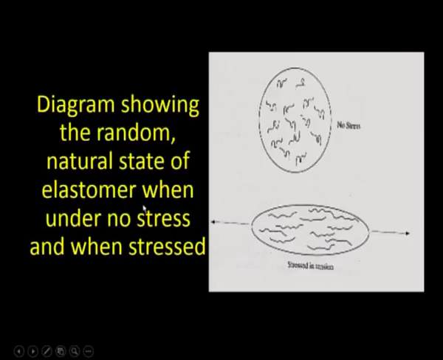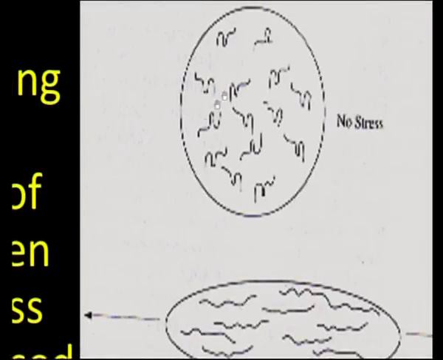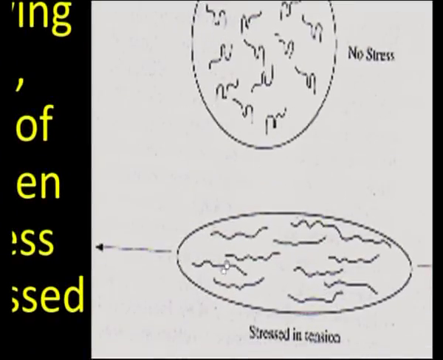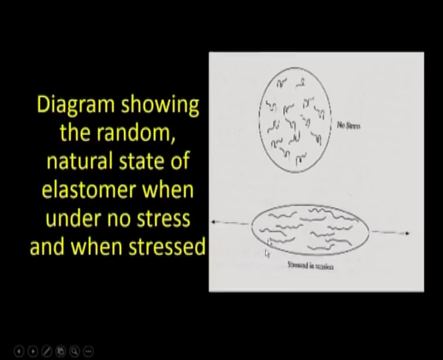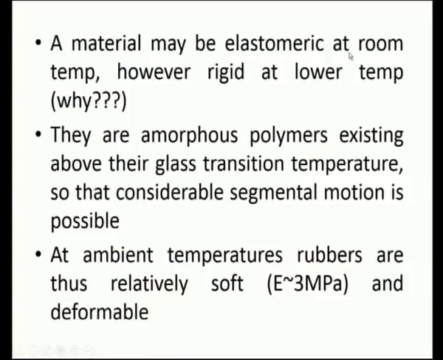See, this is another diagram where you can see the molecular level. The diagram shows the random natural state of an elastomer when under no stress and when stressed. Here you can see with no stress, the molecules have the nature shown here. If we apply stress, the elongation takes place at the molecule level, which gives the elastomeric property.